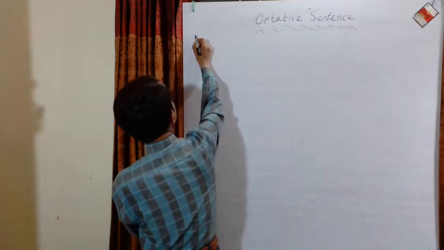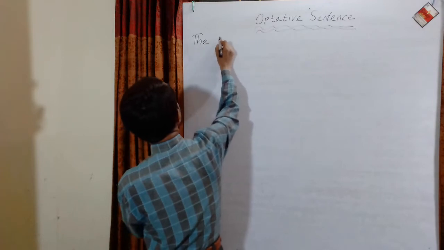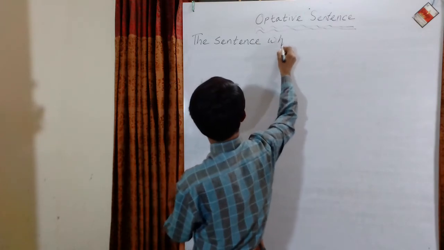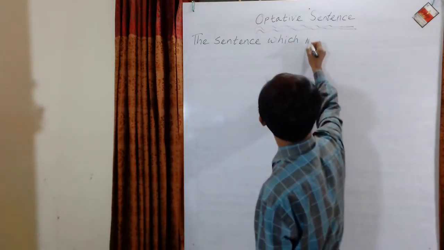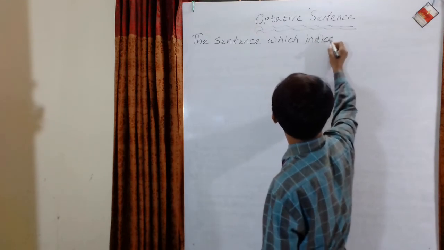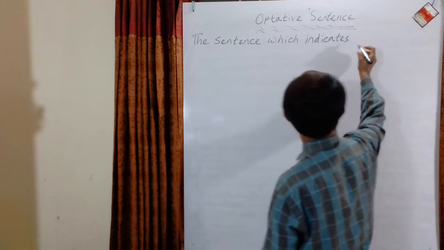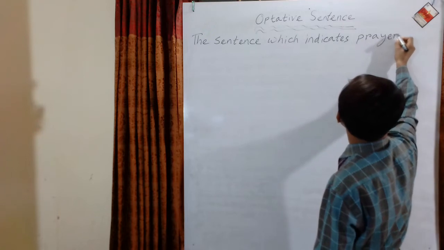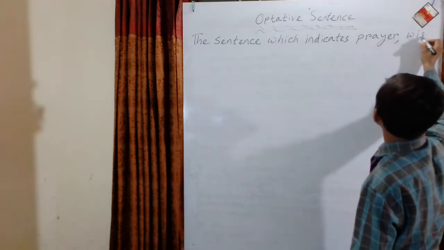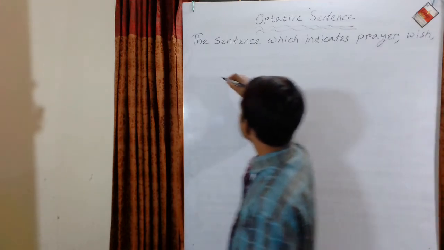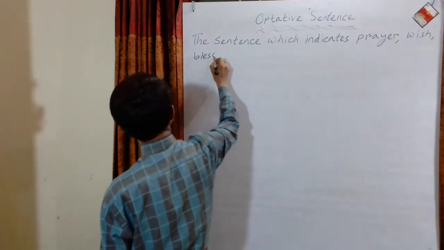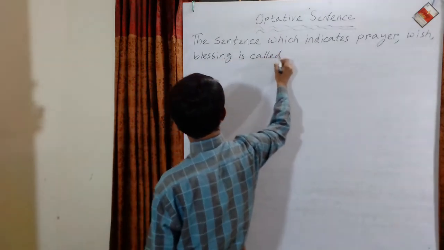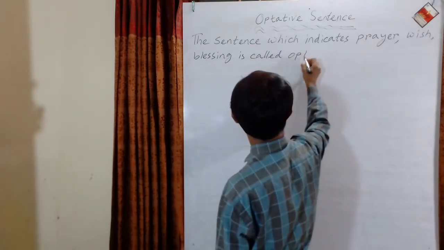The sentence which indicates prayer, wish, or blessing is called optative sentence.